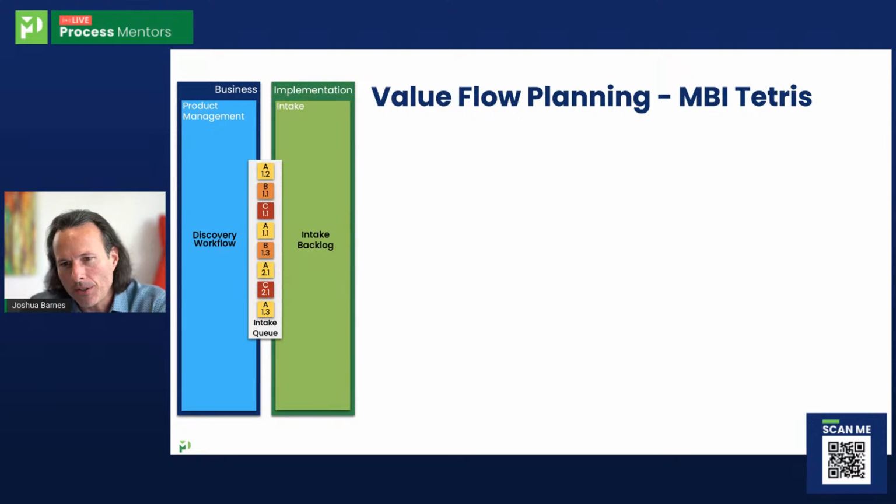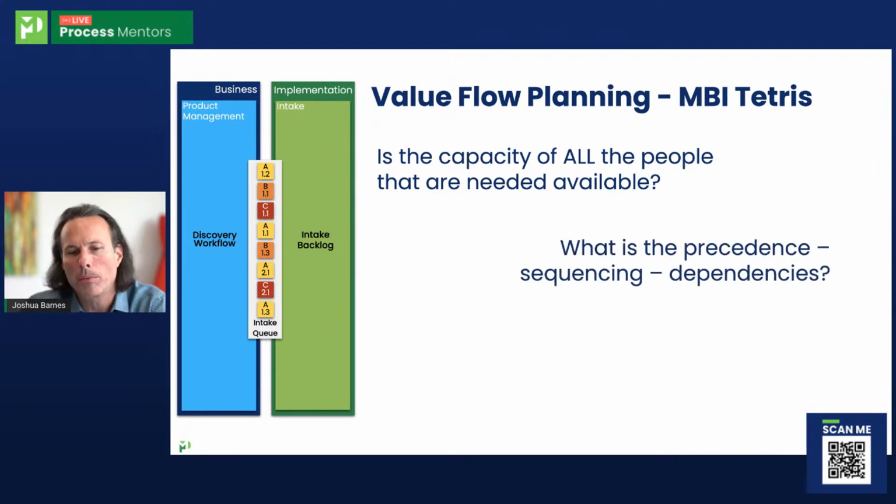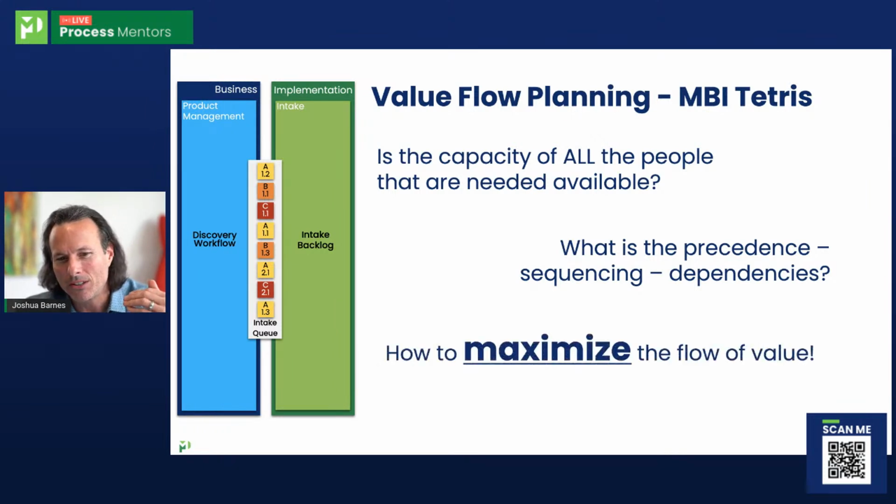And so that's the thing I wanted to introduce today, my MBI Tetris, as it were. So is the capacity of all the people that are needed available, and how do we best utilize that capacity, right? What options do we have from a planning perspective? What is the precedence, the sequencing, the dependencies? Again, what options do we have there? How do we fit the geometric shapes, right? Our MVIs and our MVPs, as well as other types of work, again, stories, paying down technical debt, also within that time period. And we do this to be able to maximize the potential flow of value.